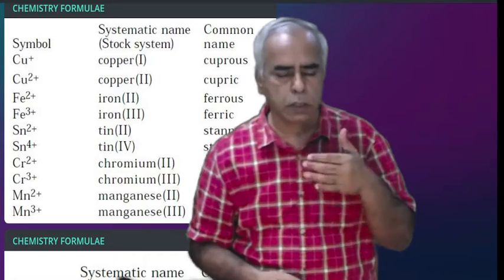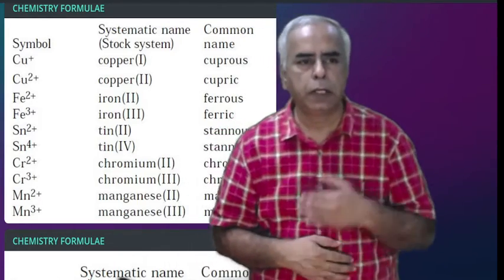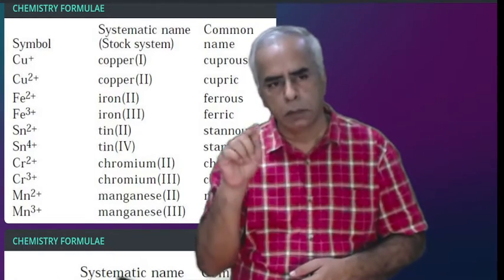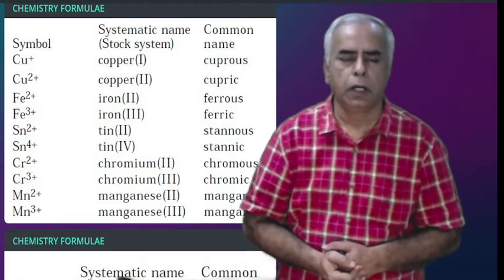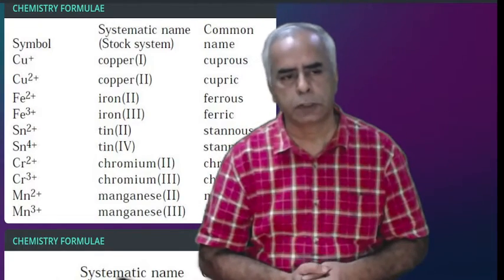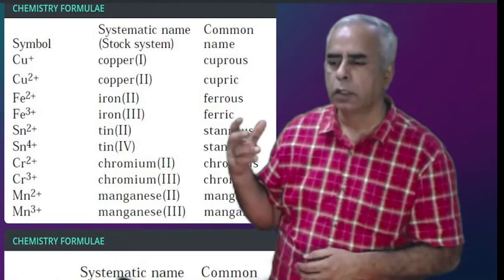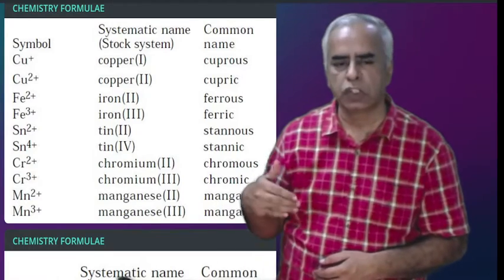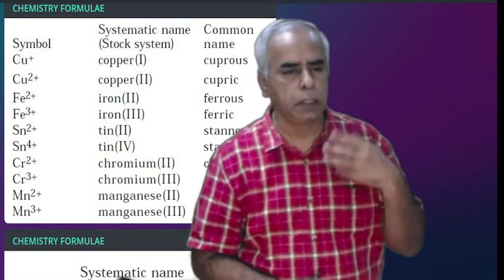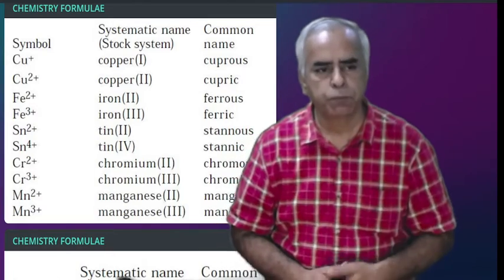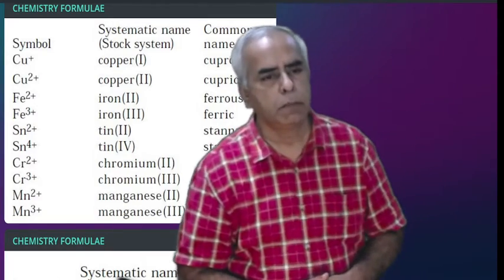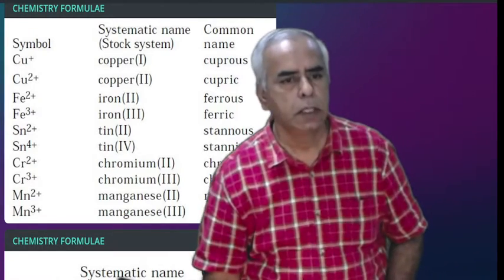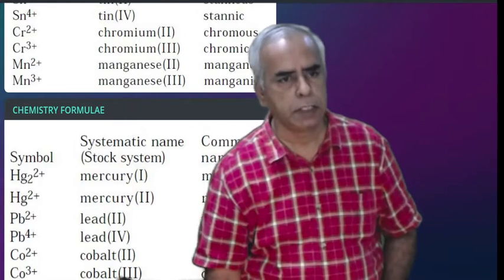Similarly, ferrous is nothing but iron 2. Then Fe3 plus is ferric, which is iron 3, with the Roman numeral within brackets. Similarly, Sn2 plus is called by the common name stannous, and the higher oxidation state, Sn4 plus, is stannic, that is tin 4. Similarly, chromium 2 and chromium 3 are chromous and chromic. Then Mn2 plus is manganese 2, manganous, and Mn3 plus is manganic, that is manganese 3.